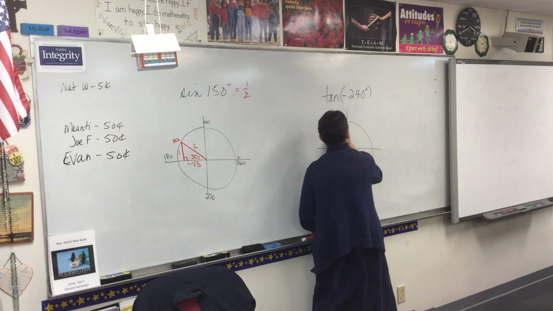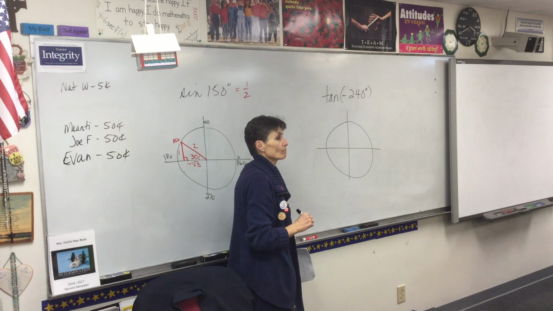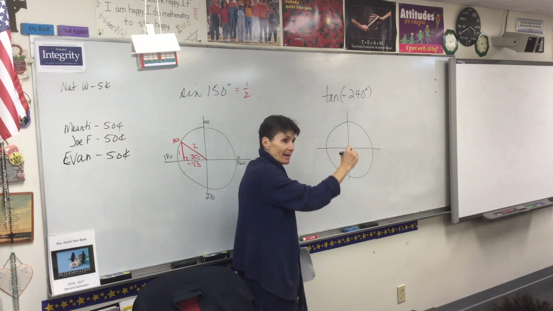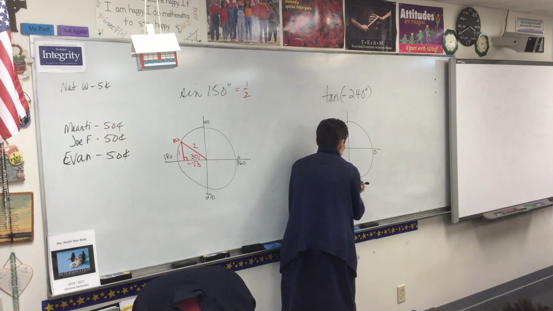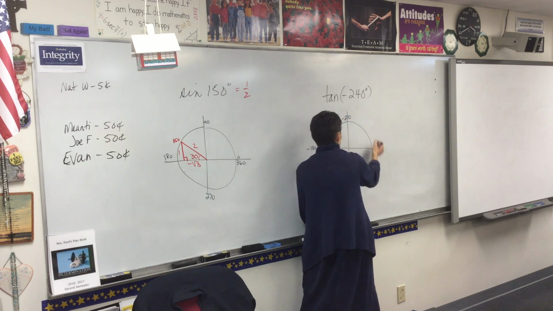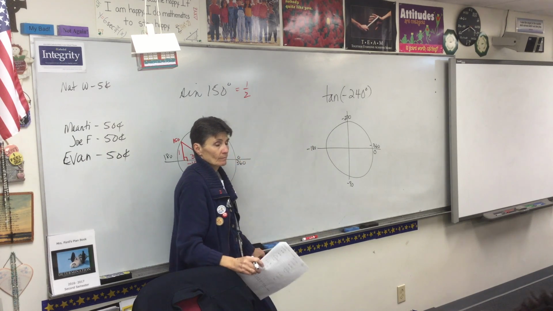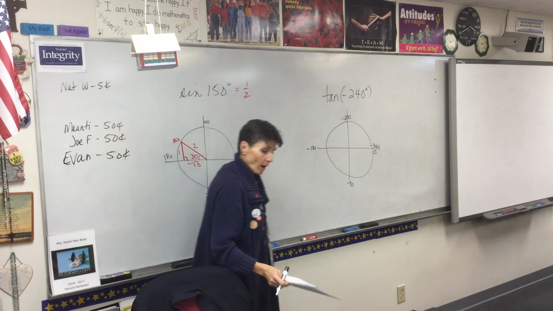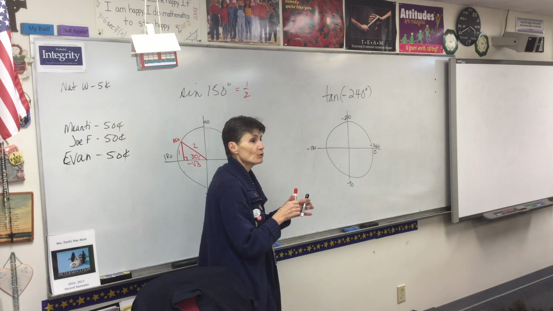Negative. Megan, what does it mean when I have a negative angle? I go down. When I measure my angle, I go down. So this is always 0. This would be negative 90, negative 180, negative 270, negative 360. Now I want negative 240. So I need to figure out where I'm going to put negative 240. What do you think?